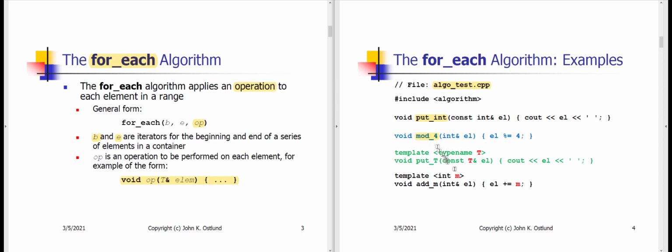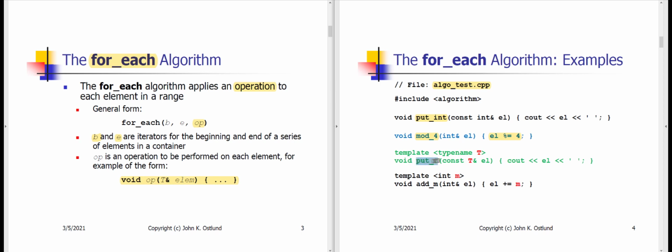This next function is called mod4. Notice that the parameter here has been declared as a reference to an int that is not const. And what this mod4 function does to each element that it receives a reference to is to replace that element's value with itself mod 4. So if the element value is 7, that element value gets replaced with 3. And if that element value is 0, it gets replaced with 0, and so forth. All right, so these are simple functions that we can pass as operators to the for_each algorithm.